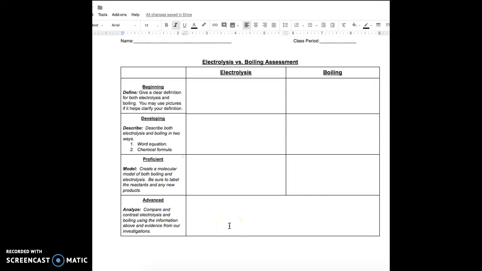Hi, this video is intended to be corrections for your boiling and electrolysis assessment. So if I highlighted this box on your graded assessment, it means you got a 1. If I highlighted this box, it means you got a 2, here for a 3, and here for a 4. If you got a 1 or a 2 in the beginning or developing, I highly recommend you do corrections.